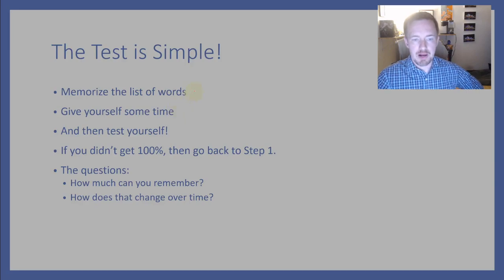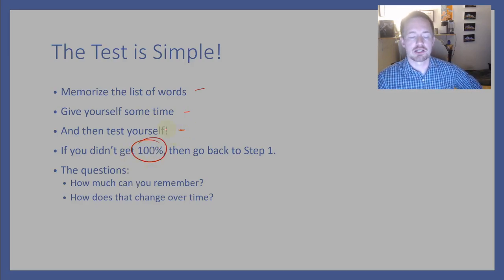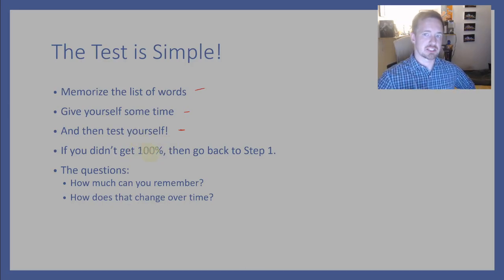So you memorize a list of words, you give yourself some time, and then you test yourself. And for Hermann Ebbinghaus, he would do this until he got 100%, and if he didn't get 100%, he'd start back from that list and try to memorize them again, give himself the same amount of time, then test himself, and then keep going until he got 100%. And he would document this every step of the way. What was his accuracy? How long did it take for him to remember the entire list?